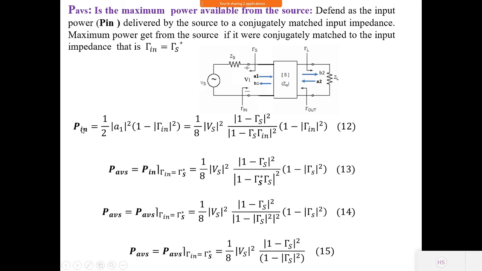PAVS is greater than PIN, because PIN considers there is no match between tau s and tau in. There is no match, and in such a case, what is the power delivered to this network? And what is this PAVS? It is the power delivered to the network under matched condition. That means maximum power delivered to the network. So this is the expression for PAVS. This PAVS is greater than PIN, the actual power delivered to the input of the network. So this is the third power definition, PAVS.